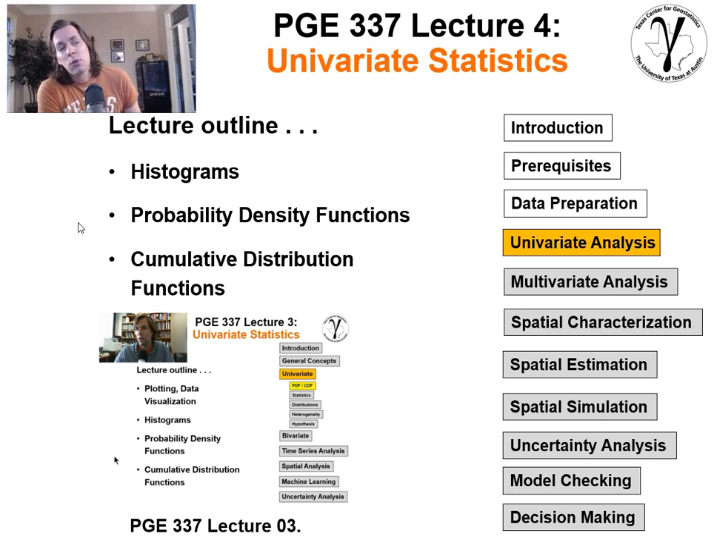So what we'll do now is we'll talk about univariate statistics. We've already provided an introduction to the course. We talked about some fundamental prerequisites, a bit about data preparation, and of course a lot of philosophy about subsurface modeling, how do we build models, documentation, and best practice, and so forth. And so now let's get into univariate statistical analysis.